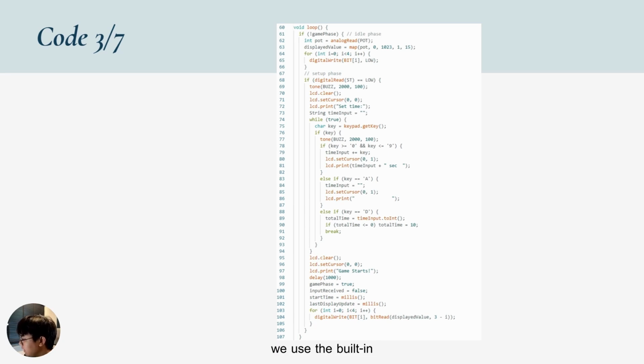And as you can see, we use the built-in function millis for the variables start time and last display update. This function returns the number of milliseconds since the board started running, and we'll talk about what we use it for later. Then the for loop is where we show the value from the potentiometer, convert it to binary, and show it on the binary LEDs.